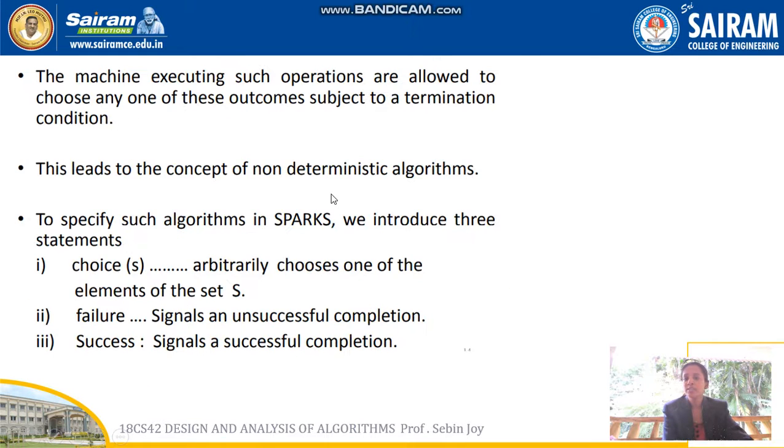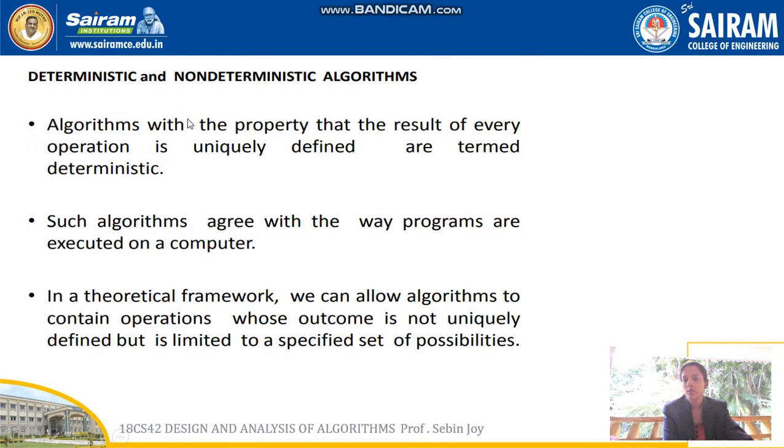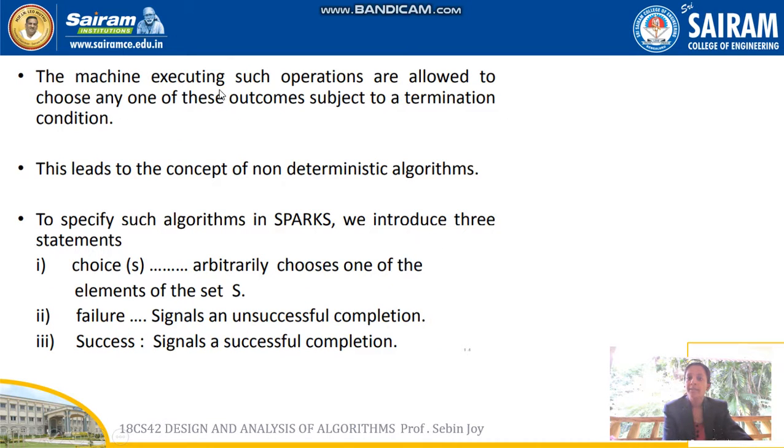Now we should know what deterministic and non-deterministic algorithms are. Algorithms with the property that the result of every operation is uniquely defined are termed deterministic. Such algorithms agree with the way programs are executed on a computer. The machine executing non-deterministic operations is allowed to choose any one of the outcomes subject to a termination condition. So there are mainly three statements in this: choice, failure, success.